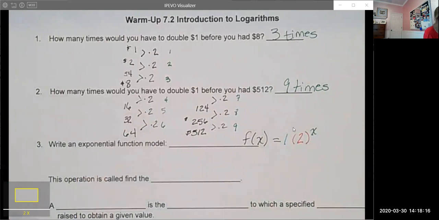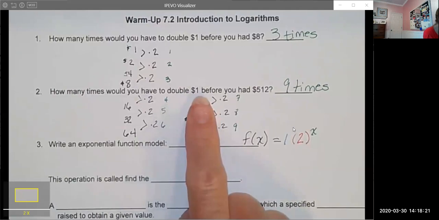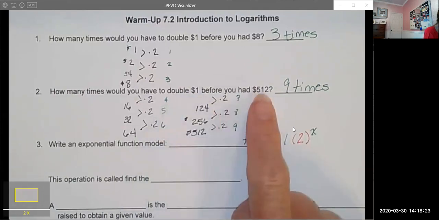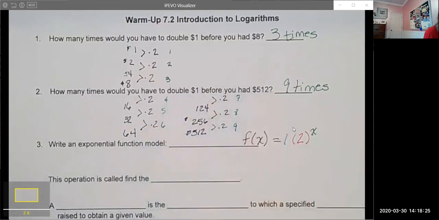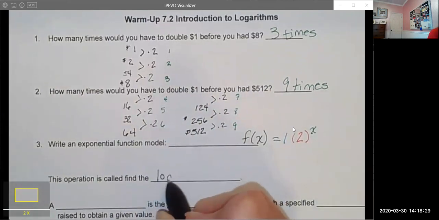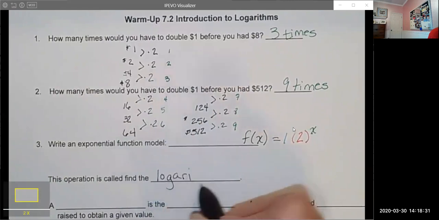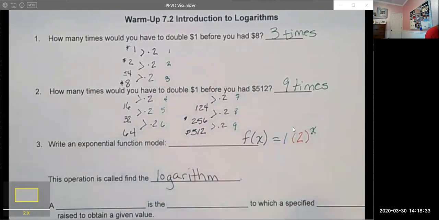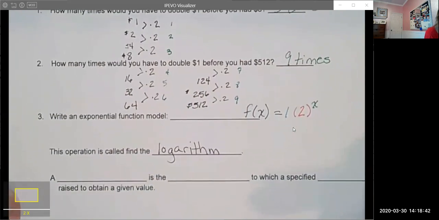Okay. So the operation we did up here, by which we tried to figure out how many times does something have to be doubled to get a certain value, is called finding the logarithm. And it's given its own name and its own mathematical tools because it's used so frequently. Lots of applications involve logarithms, and so it's good to know about them.